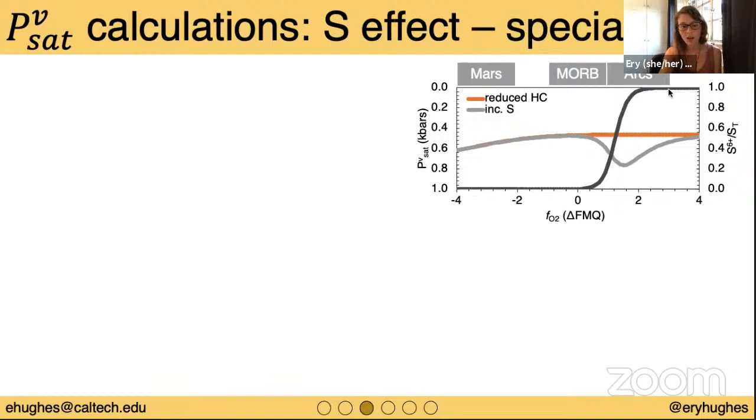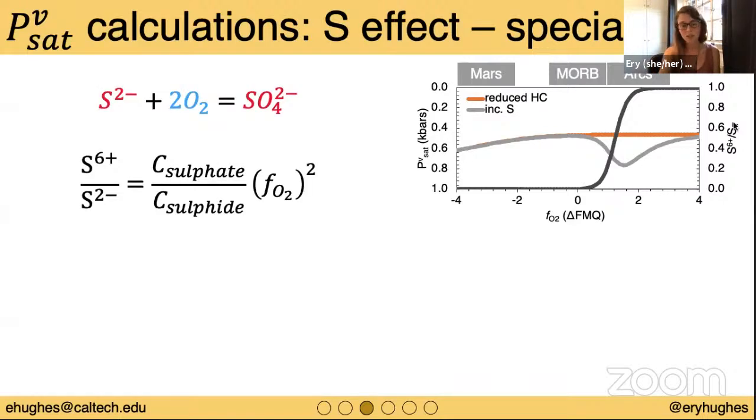So this dark gray curve I'm showing here is the S6+ to S total ratio calculated at the pressure of vapor saturation. And this sigmoid is occurring because sulfide in the melt reacts with oxygen in the gas to form sulfate. This has been shown in experimental studies such as Hughes et al. in, I think, 2010. And it's related to this equation we can write here, where the S6+ to S2- ratio is the sulfate to sulfide capacity, which is basically the equilibrium constant of this reaction times the oxygen fugacity squared. And that's why we get this sigmoid shape, because it's FO2 squared.